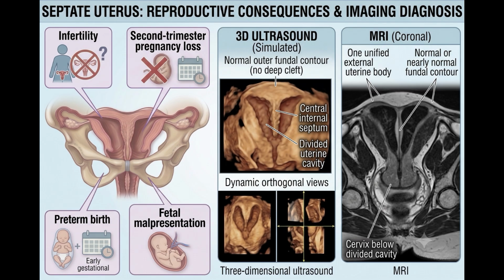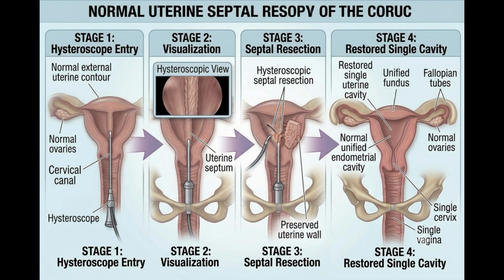Diagnosis relies primarily on three-dimensional ultrasonography and magnetic resonance imaging, both of which demonstrate a normal external uterine contour together with an internal septum. Hysteroscopy can directly visualize the septum and also allows treatment during the same procedure. When recurrent pregnancy loss or infertility is attributed to a septate uterus, the septum can be removed by hysteroscopic septal resection. Because the procedure restores a single uterine cavity while preserving the normal outer uterine wall, reproductive outcomes often improve significantly.